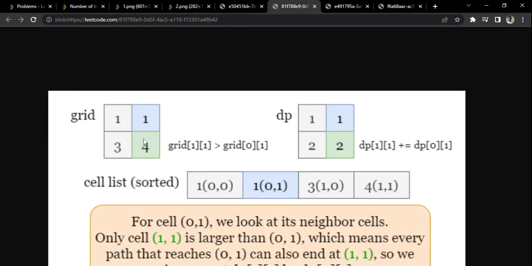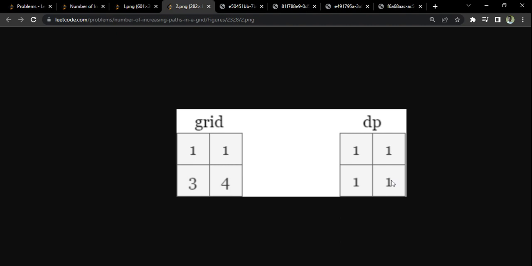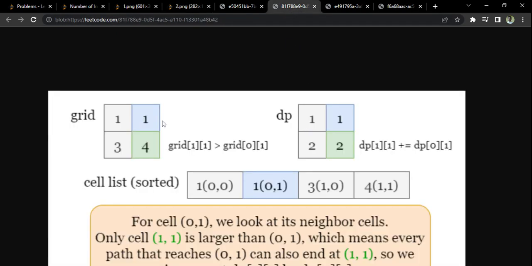Then please find any element which is greater than this one, adjacent to it. We can clearly see 4 is the only element which is adjacent to it and greater than it. So we'll add the dp value of this one to the dp value of this. You can clearly see the dp value of 1 was 1, and the dp value of 4 was also 1. So we'll add this 1 to the dp value of 4, and it becomes 2. Now please see the scenario here, both are 2.